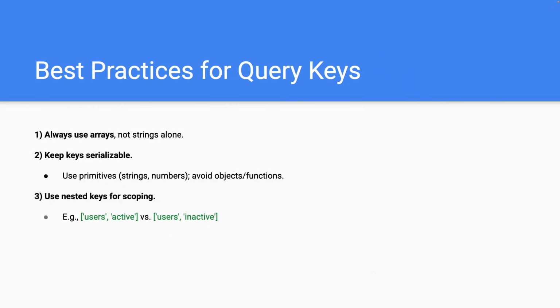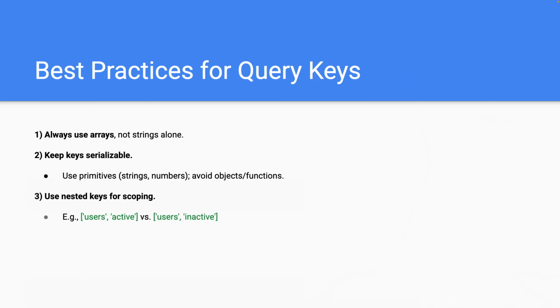So let's talk about the best practices for query keys. As I mentioned earlier, always use arrays and not a string. Even if you have one value for the query key, for example, users, to-dos, always use it as an array. So create an array with only one element and put this string as the first element of the array.